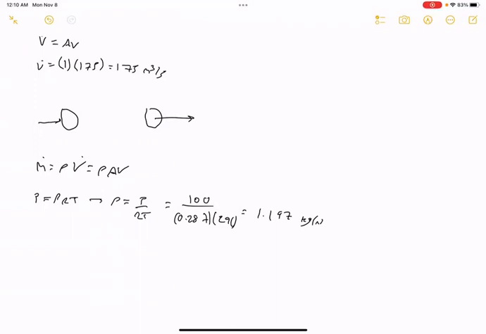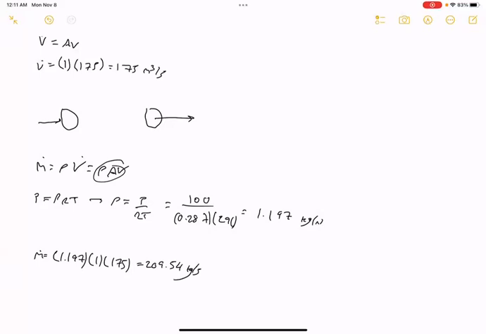Now we know the density, so we know everything else we need to get the mass flow rate. So m dot equals rho AV, as we saw above. Rho is 1.197 kilograms per meter cubed, it's the density, not specific volume. Area is 1. And again, velocity hasn't changed, it's 175. Calculating this, we're getting a mass flow rate of 209.54 kilograms per second.